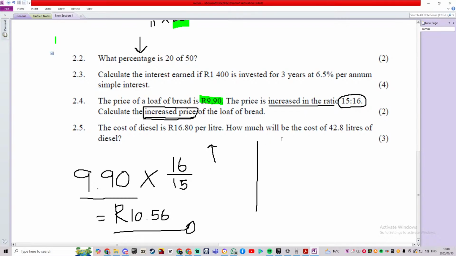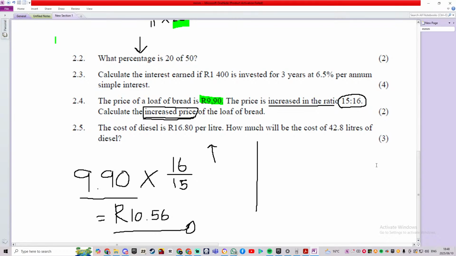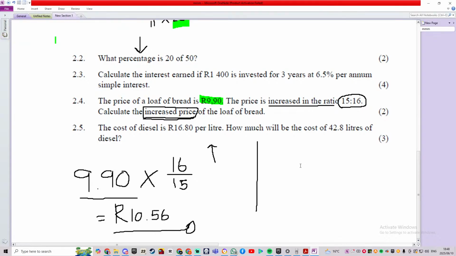Wait, why can't I type? Select and type. Wait quickly.